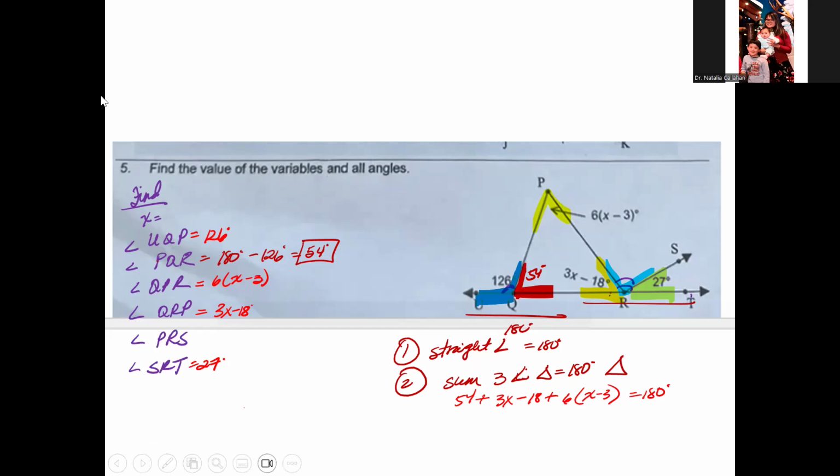Yeah, copy it down. These are your strategies. So right here, strategies. Copy that down.